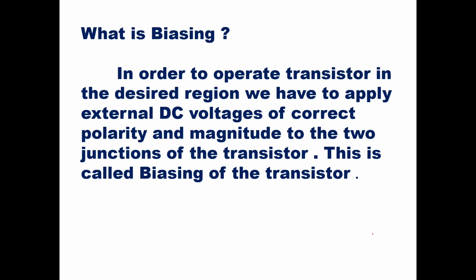The reason given here is: in order to operate the transistor in the desired region. When we say desired region, the transistor can be operated in three regions. One is called the saturation region, one is called the cutoff region, and one is called the active region. This also you have studied in semiconductor devices.